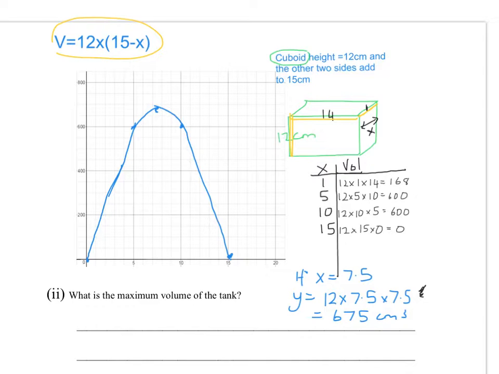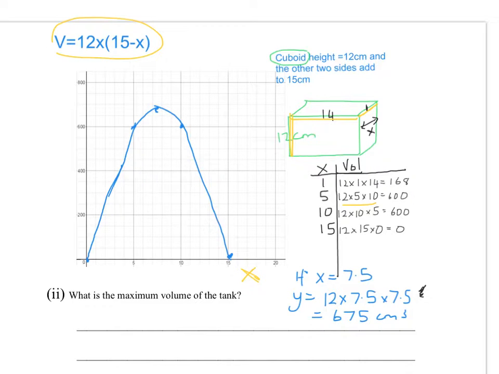So I've done a little table here. If the width is 1, my volume is going to be 12 times 1 times 14. If my width is 5, for example, it'll be 12 times 5 times 10, because 5 and 10 add to 15, which gives me a volume of 600. If x is 10, again I get a volume of 600. And like the previous problem, I can draw that as a graph with this is my x value here, which is the width of the cuboid.